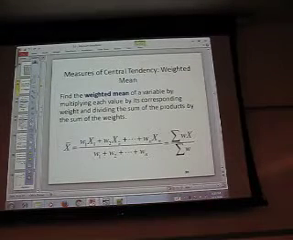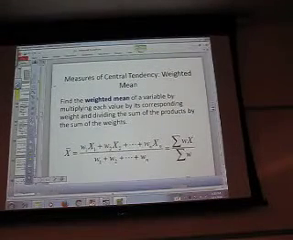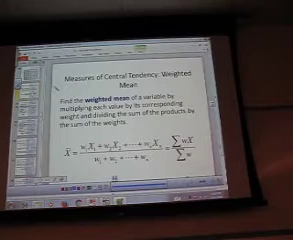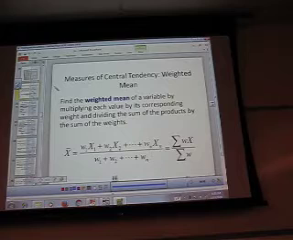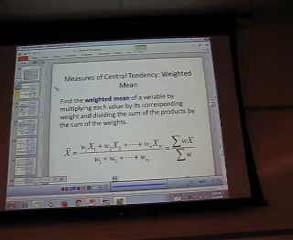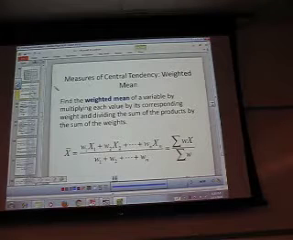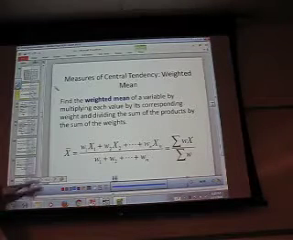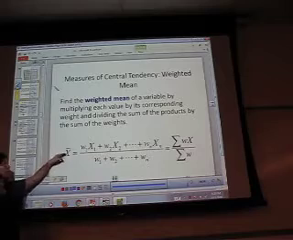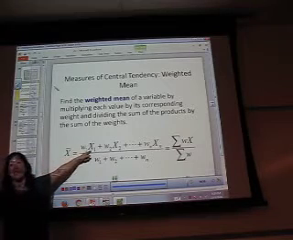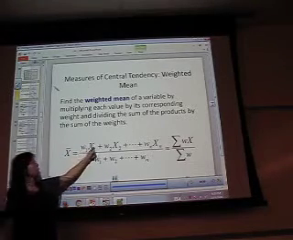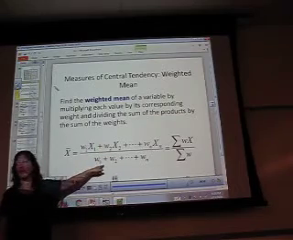So here is your notes at the bottom, the top of the next page. The formula. Andre, read. Measure central tendency weighted mean. Find the weighted mean of the variable by multiplying each value by its corresponding weight and dividing the sum of the products by the sum of the weights. Great. So here we have our x bar, sample mean, is equal to each x value multiplied by its weight. Add those all up and divide by the sum of the weights.